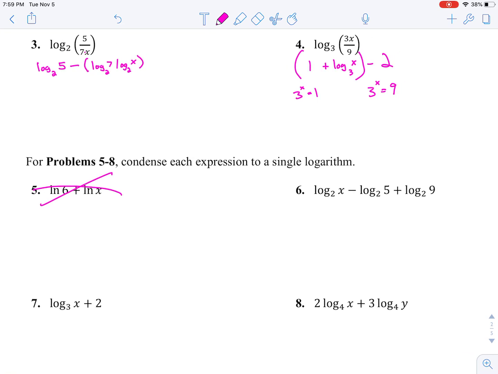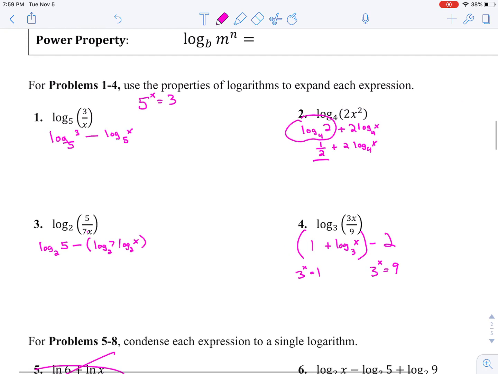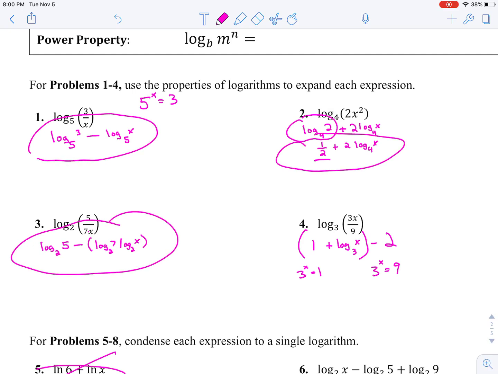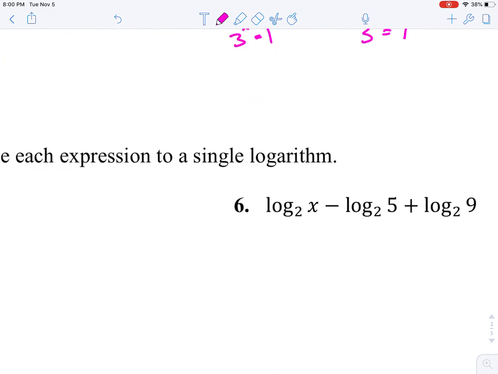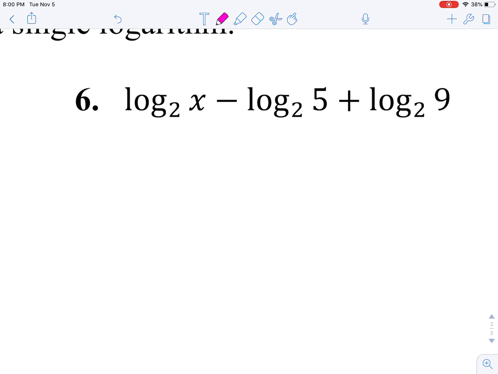But we do have to do some of these other ones, which says condense the expression to a single logarithm. So in the last ones, we expanded, okay? We took it and we wrote it expanded. Now you need to go the other way, and you need to take the expansion and condense it down to something smaller. So you need to think opposite, okay? This is why we did so much with inverses last chapter.